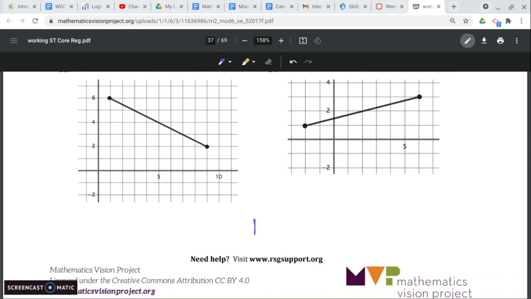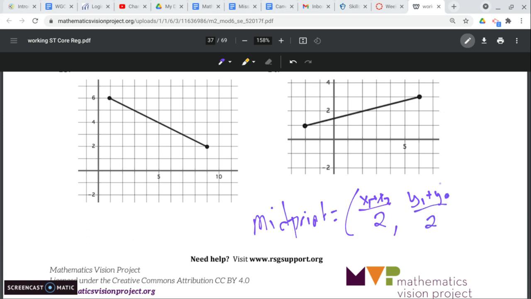So your midpoint formula: midpoint equals x1 plus x2 divided by 2, y1 plus y2 divided by 2. So if we look at this, our x1 value is 1, so we have 1 plus x2, which is 9, over 2. And then our y values, we have 6 and 2. So 6 plus 2 divided by 2.